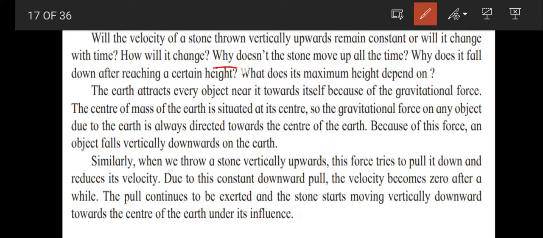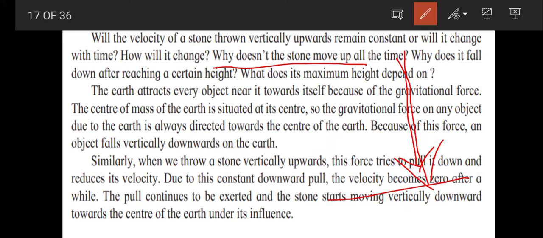Why doesn't the stone move up all the time? Why does it fall down after reaching a certain height? What does its maximum height depend on? What they are saying is, for example, if we throw one particle into the air, definitely after some time it will fall onto the ground. Now they are asking why it happens. So the answer is gravity, the gravitational force.